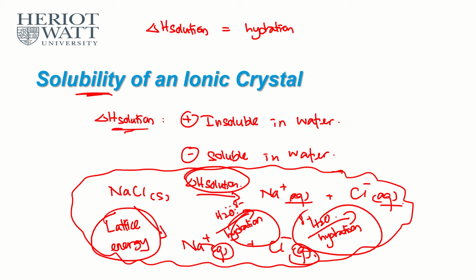One is for positive ions to react with water. Another one is for negative ions to react with water. So you have 2 values here. You add them up, you get a total hydration energy. And this total hydration energy is going to minus the lattice energy.